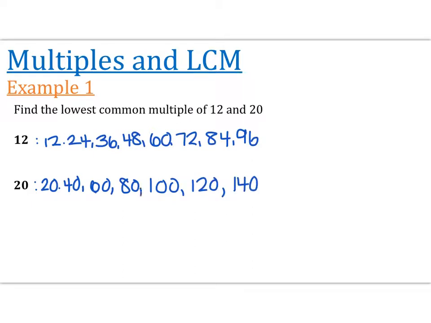140. All right. Do we notice anything that's the same in both of those? Oh, I do. I see one. There's 60 right there. And that's got to be the lowest one because there's none before that. So the lowest common multiple of 12 and 20 is 60.